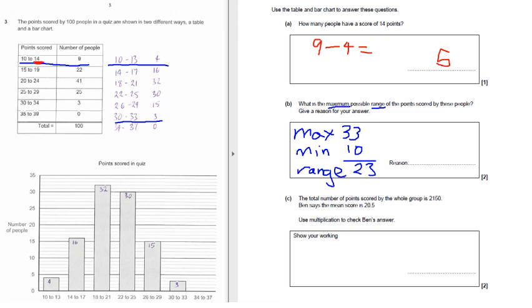So, the reason: nobody scored 34. That was the reason. No one scored 34. Okay, because you can see there. Again, that's very hard question thinking.